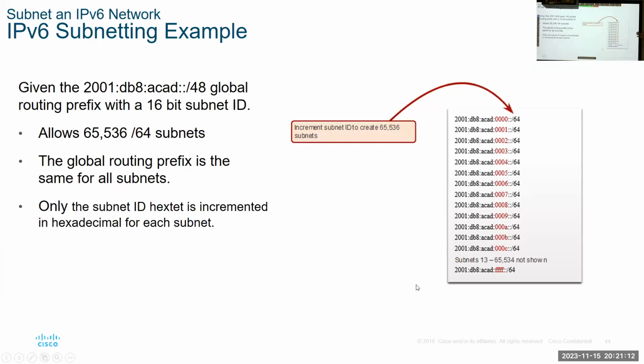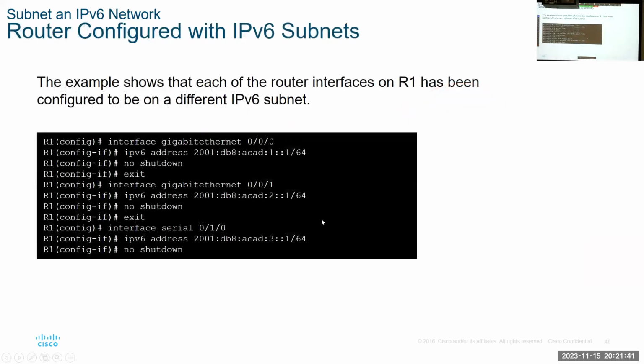So this would be the most basic subnetting example you could do. Start with 0 and just keep counting. Each one of these will be a separate IPv6 subnet because the first 64 bits of the address are the network ID. So as long as there's a 1 bit difference, it makes it a unique subnet. That's a real basic way to do it.